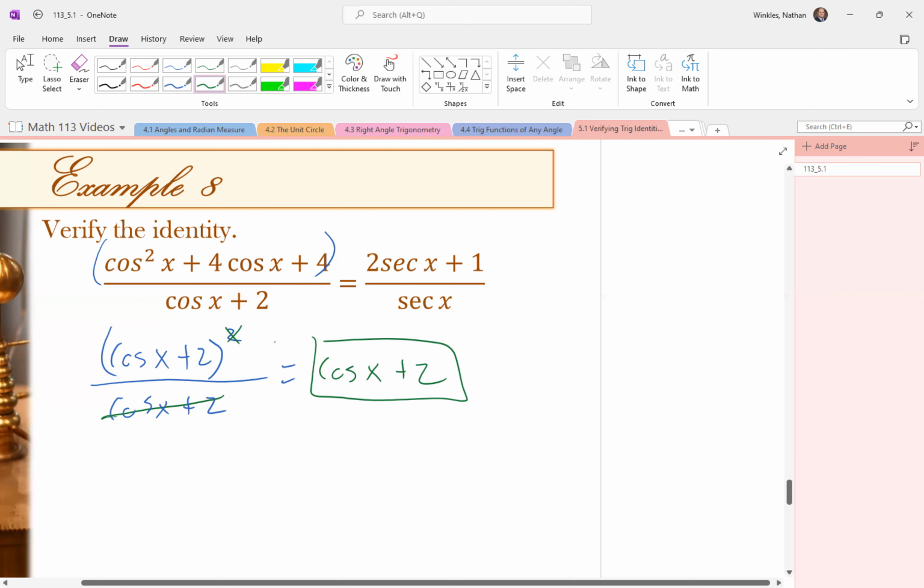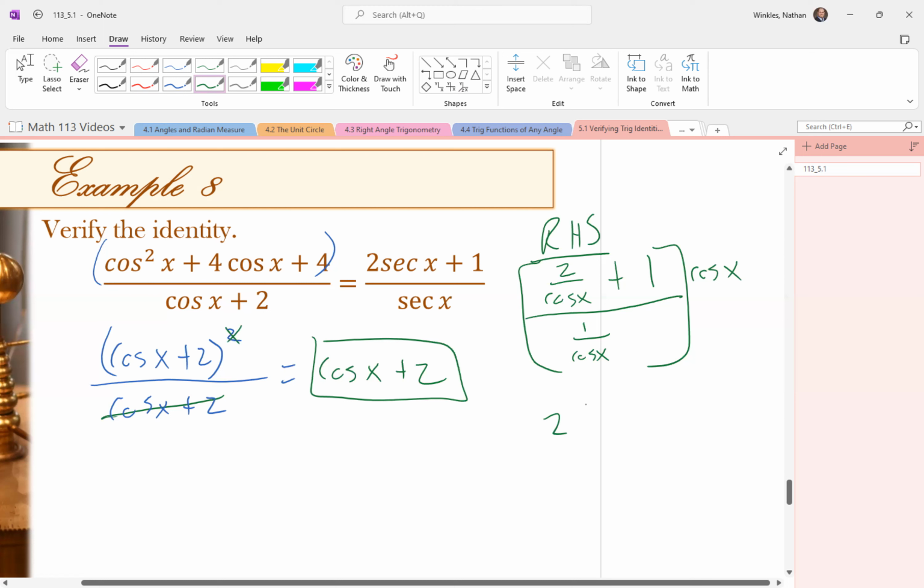So let's think about this right-hand side now. So 2 secant x is 2 over cosine x plus 1 all over 1 over cosine x. We're going to multiply everything by cosine x. So I'm left with 2 plus cosine x over 1, which is exactly what we were looking for because the division by 1 doesn't matter.